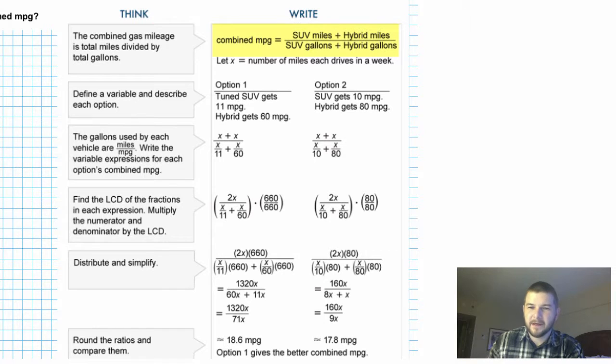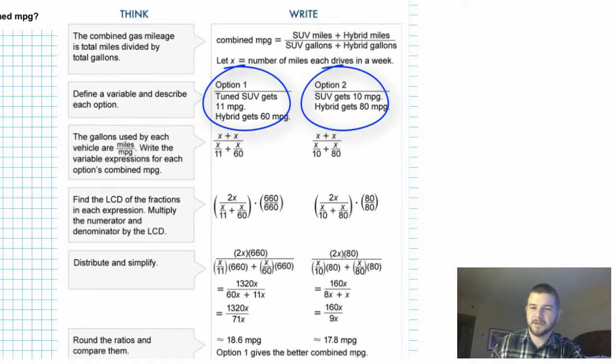Combined miles per gallon will equal the SUV miles plus the hybrid miles, so the sum of miles traveled, divided by the SUV gallons plus the hybrid gallons, the sum of gallons of fuel consumed. Let x represent the number of miles each drives in a week. Consider now our two options.